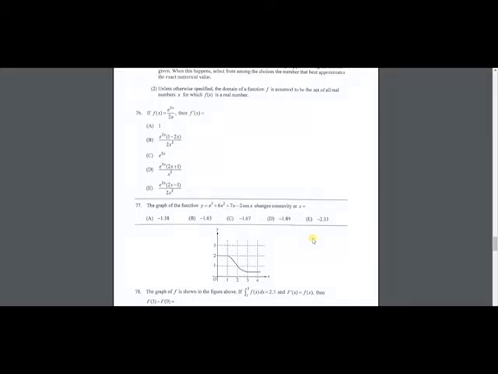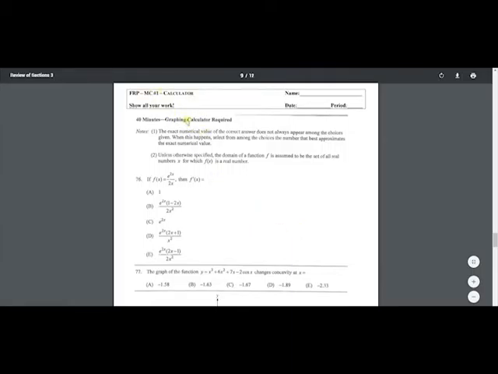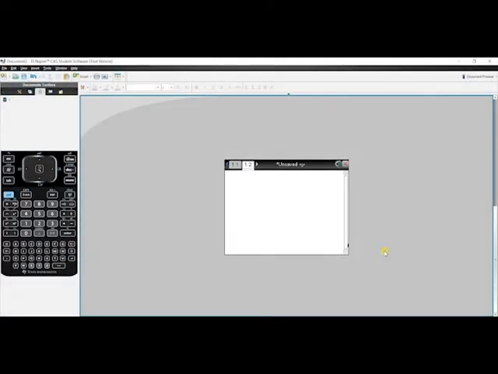Number 76 asks us to find the derivative of f of x equals e to the 2x over 2x. Since this part of the multiple choice is graphing calculator required, we're going to use a TI-Nspire to solve number 76. Okay, so now that we have a graphing calculator, we can use it to find the derivative of e to the 2x over 2x.